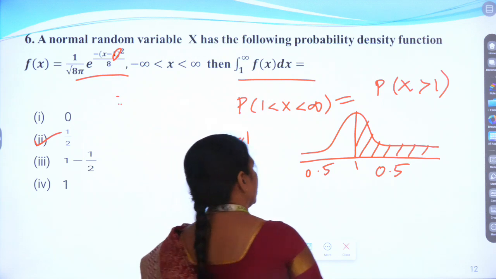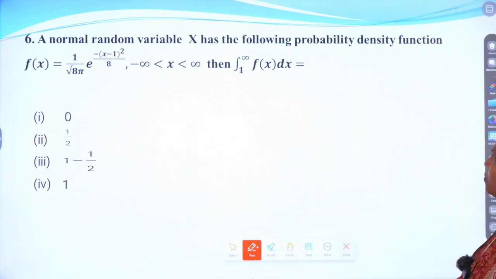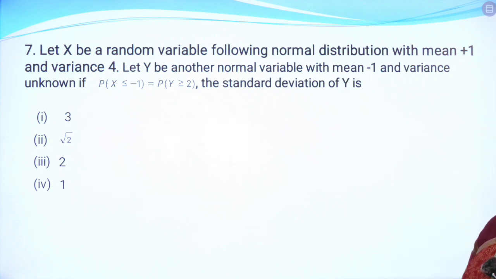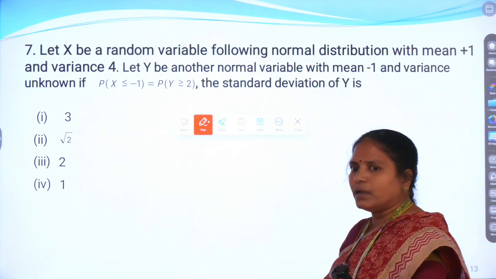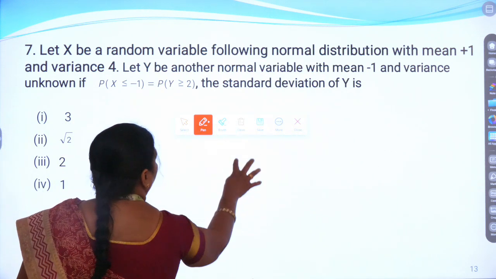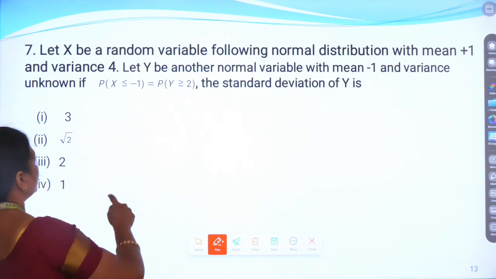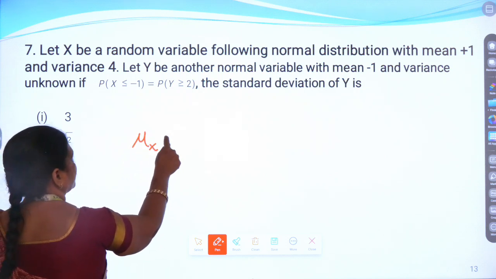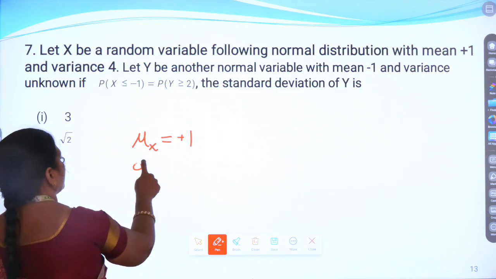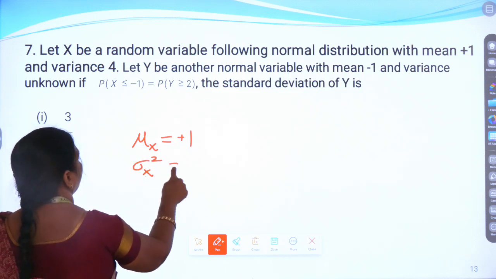So next we are going to see the next problem. Let x be a random variable following a normal distribution. In this also they have given two variables. We denote mu x and mu y as the mean of x and y. The mean of x is given as plus 1, so mu x is plus 1, and sigma x square, the variance, is given as 4.